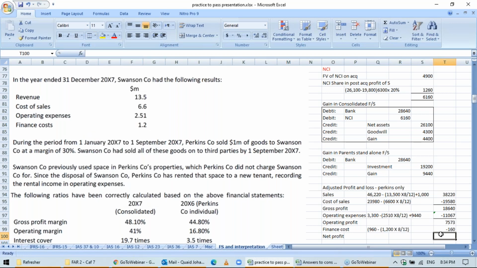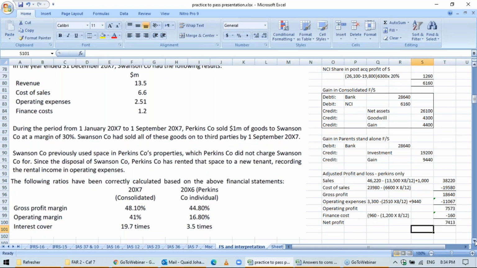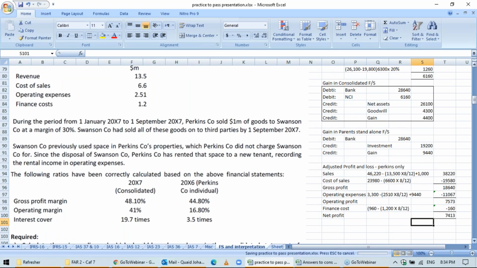Now, this is all about the continuing operations, so that we can compare with the previous year of the individual Perkins financial statements. Okay. Now, so we are done with the separation work now.